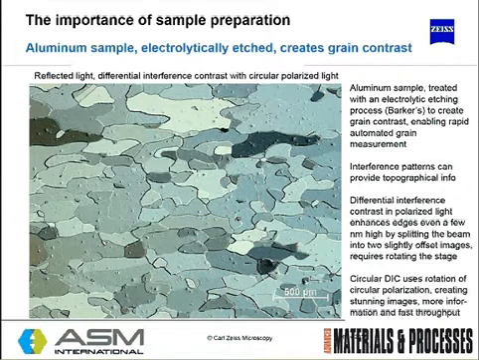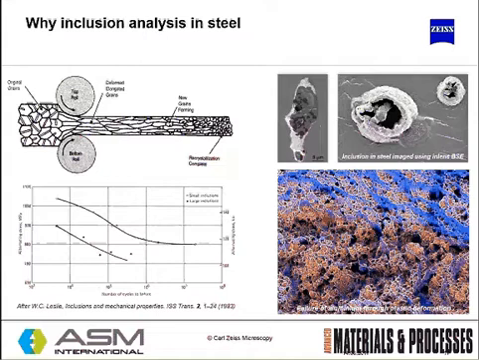So next, I want to talk about why inclusion analysis in steel. This is a recognizable schematic of a rolling mill. The original grains are rolled and deformed and elongated, and it's at this point that any inclusions in the steel will themselves become deformed in the same orientation as the grains themselves.